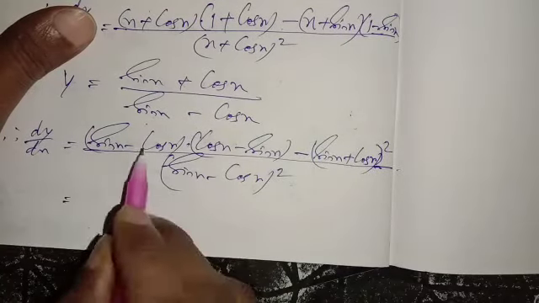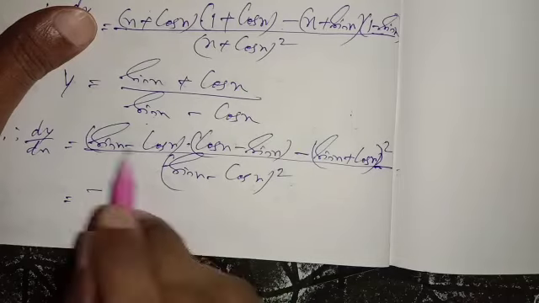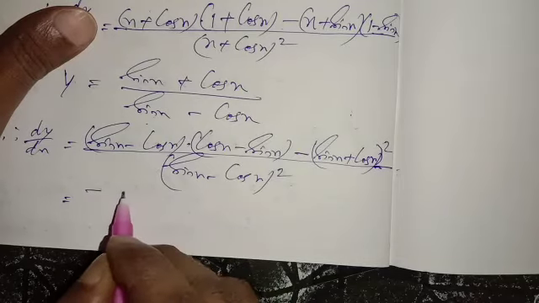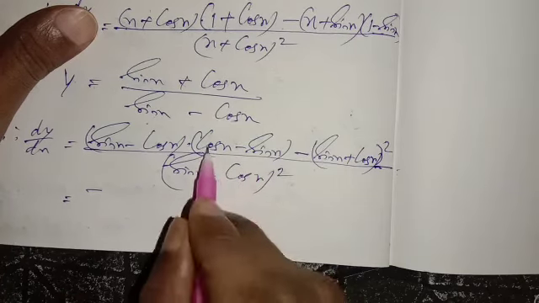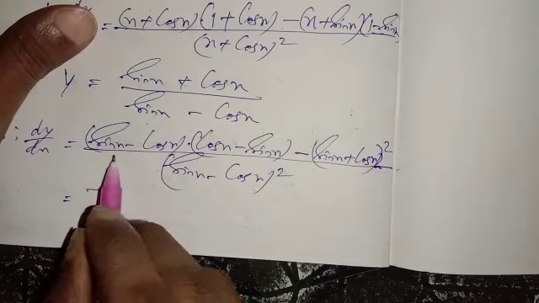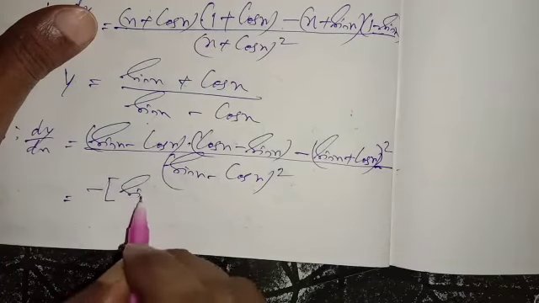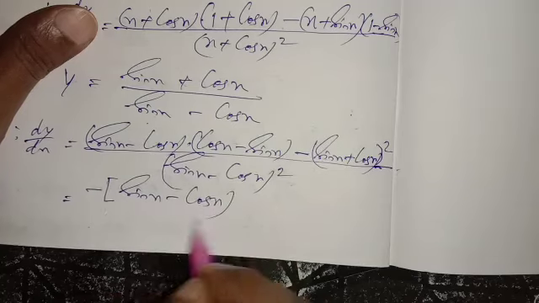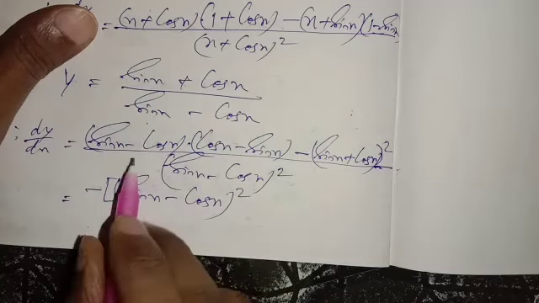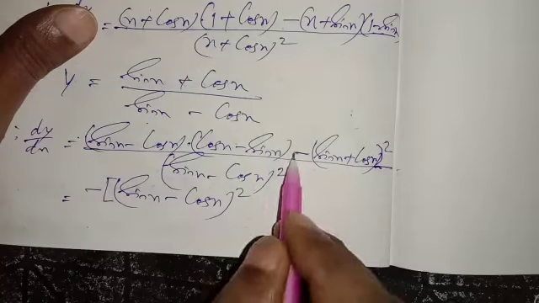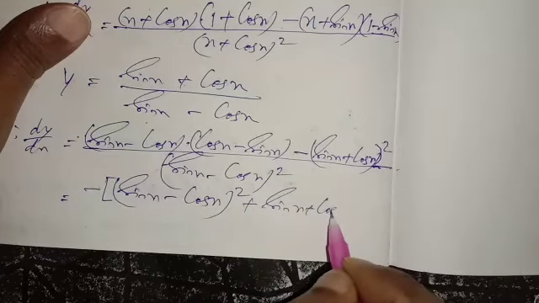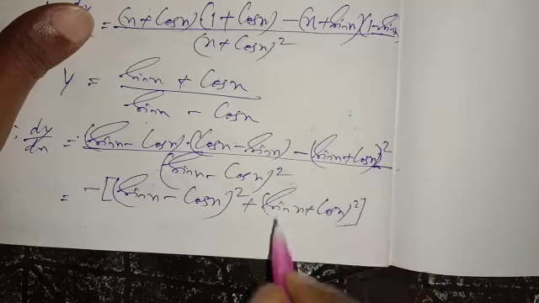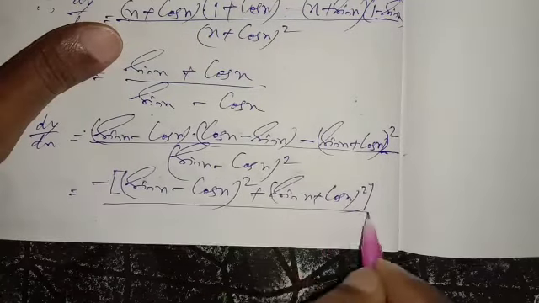Now you see, if I take minus common, this will be minus (cos x minus sin x) whole square, or you can take minus common, meaning (sin x minus cos x) whole square. If I take minus common, a minus will come here, and this minus taken outside, this will be plus (sin x plus cos x) whole square, by (sin x minus cos x) whole square.